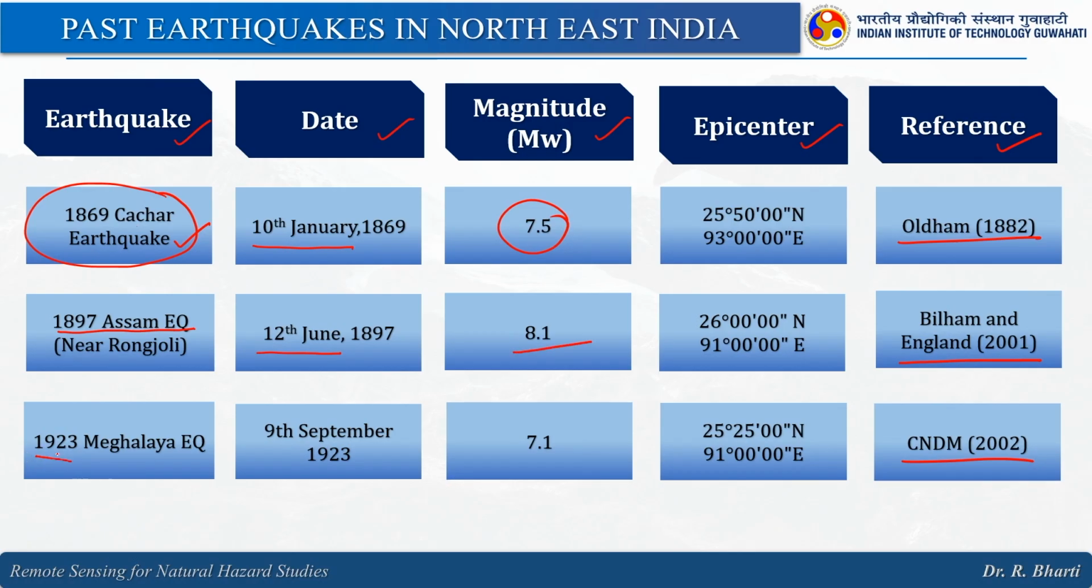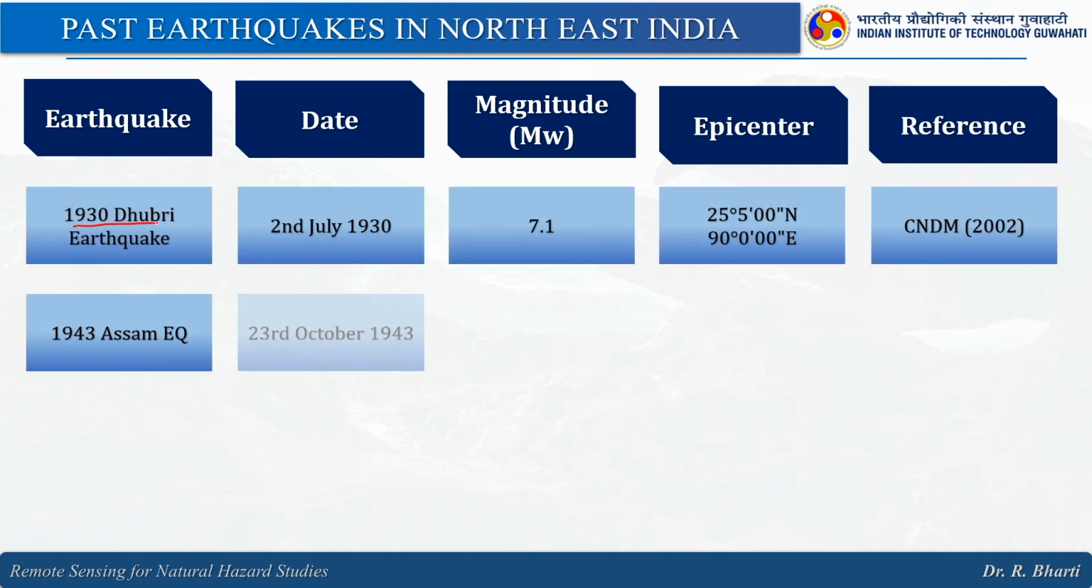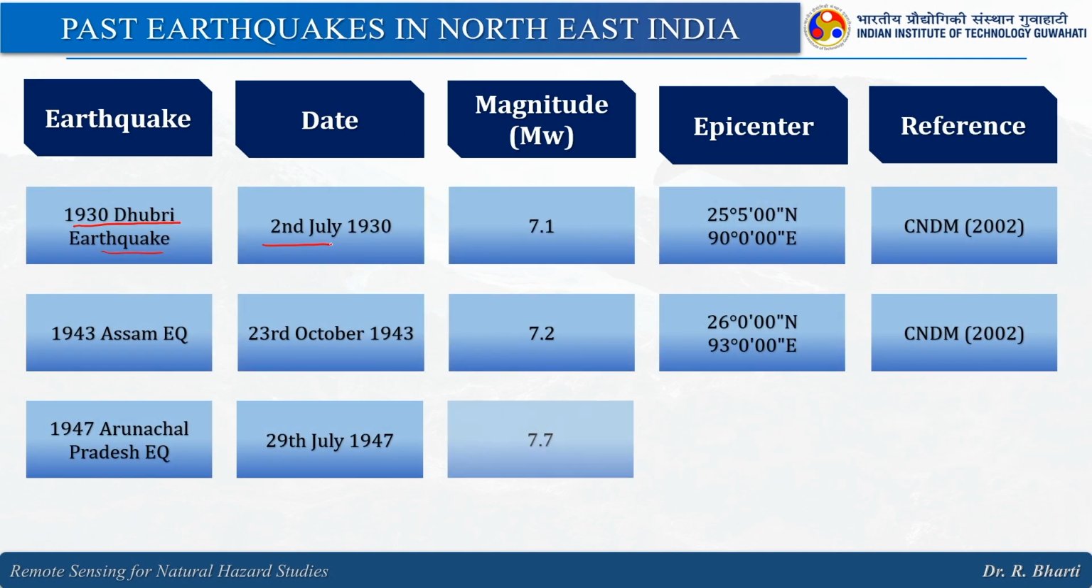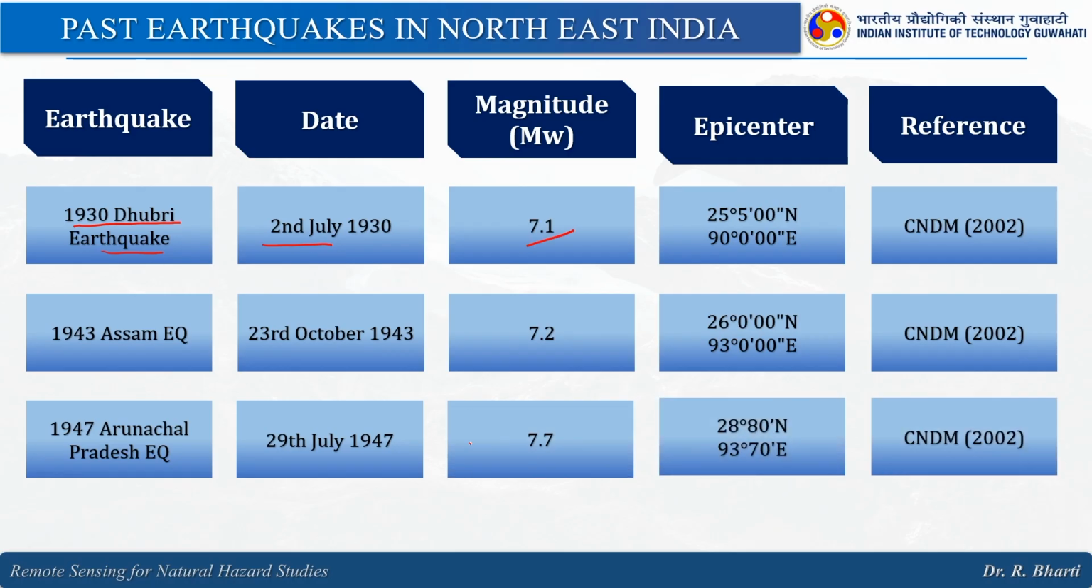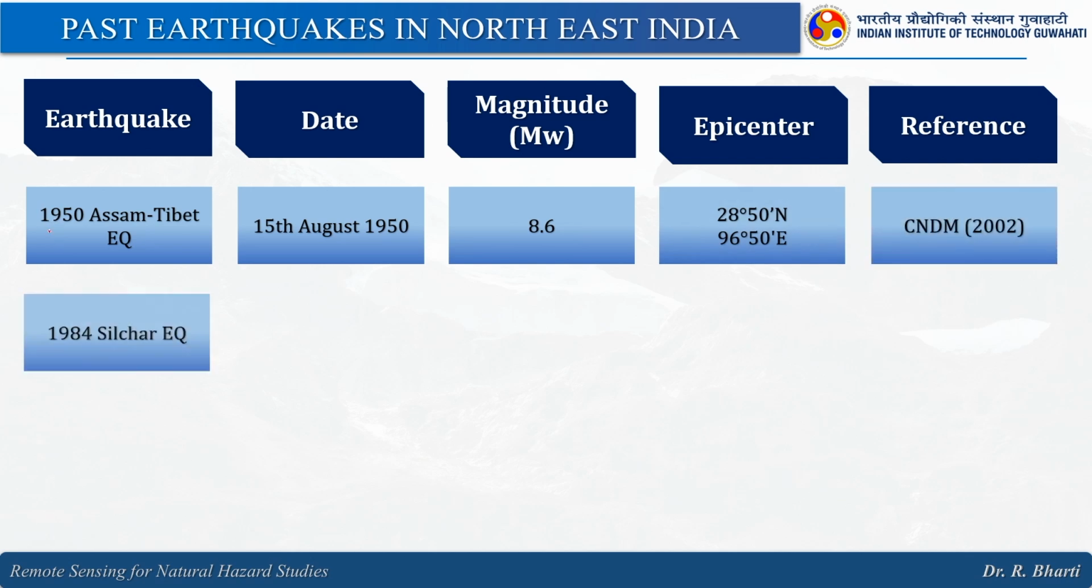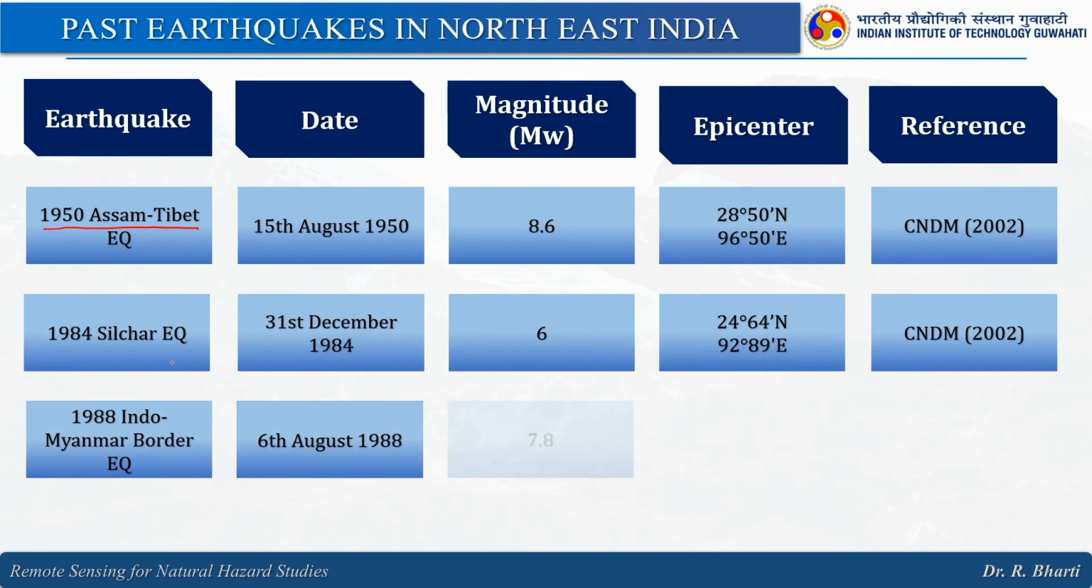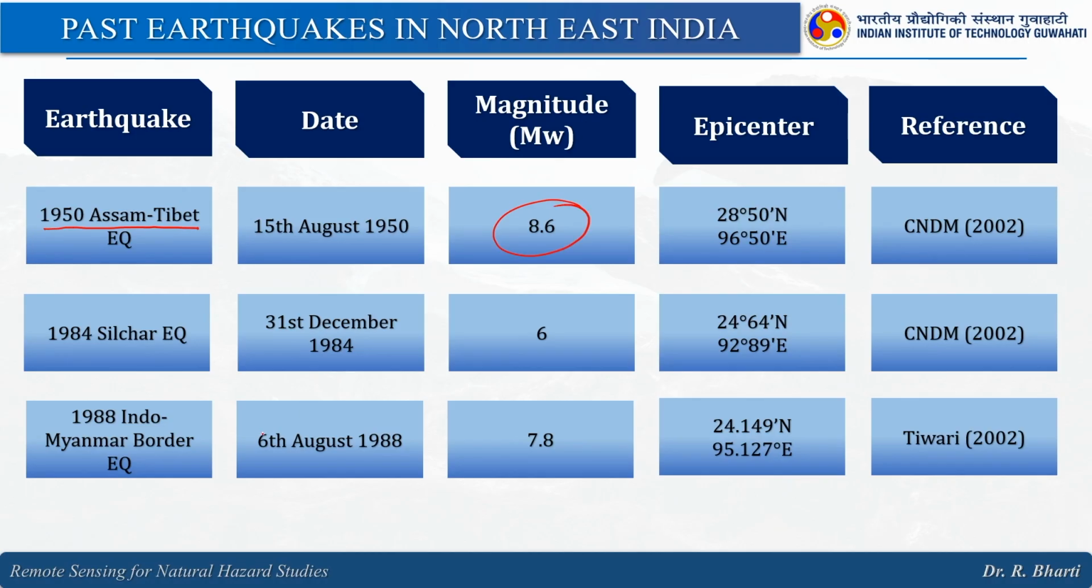Then we had the 1923 Meghalaya earthquake on 9th September, with a magnitude of 7.1. Then the 1930 Dhubri earthquake, on 2nd July, and the magnitude was 7.1. Then the 1943 Assam earthquake with a magnitude of 7.2. Then the 1947 Arunachal Pradesh earthquake on 29th July, with a magnitude of 7.7. Subsequently the 1950 Assam Tibet earthquake, with 8.6 magnitude.